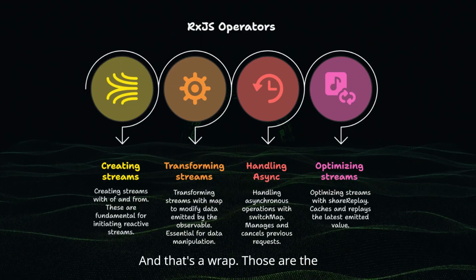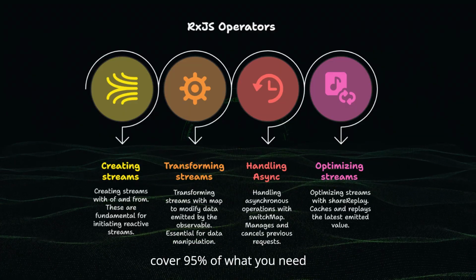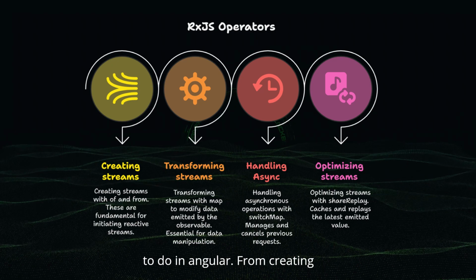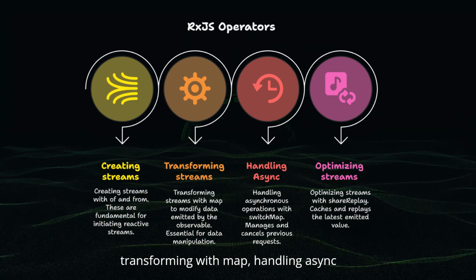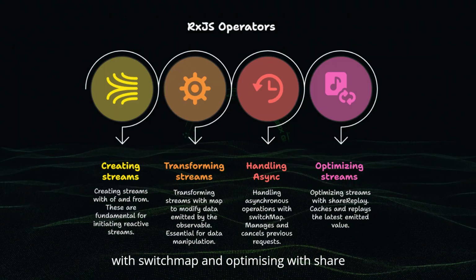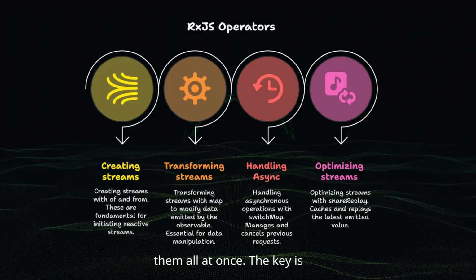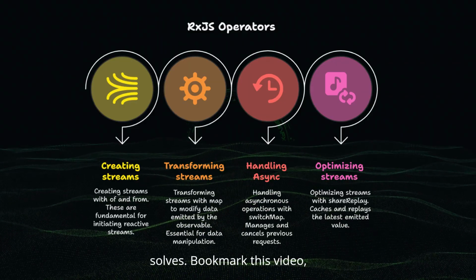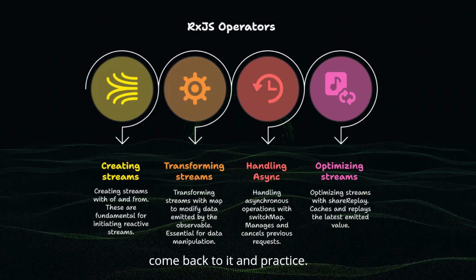And that's a wrap. Those are the 20 RxJS operators that will cover 95% of what you need to do in Angular. From creating streams with of and from, to transforming with map, handling async with switchMap, and optimizing with shareReplay. Don't try to memorize them all at once. The key is to understand the problem each one solves. Bookmark this video, come back to it, and practice.